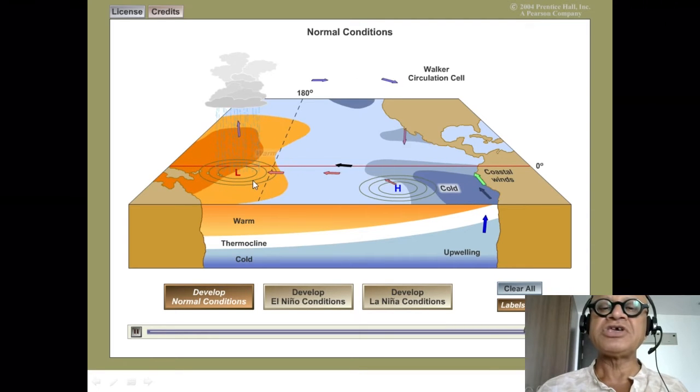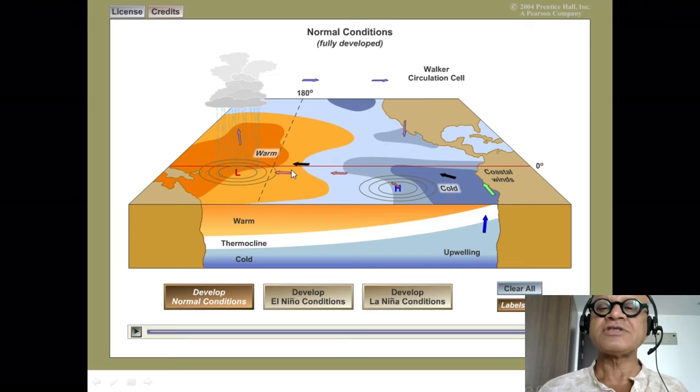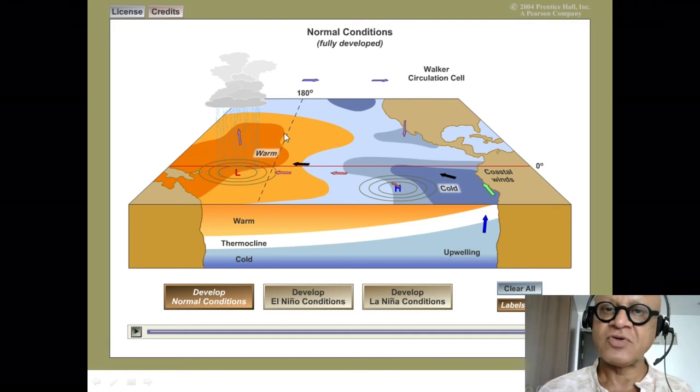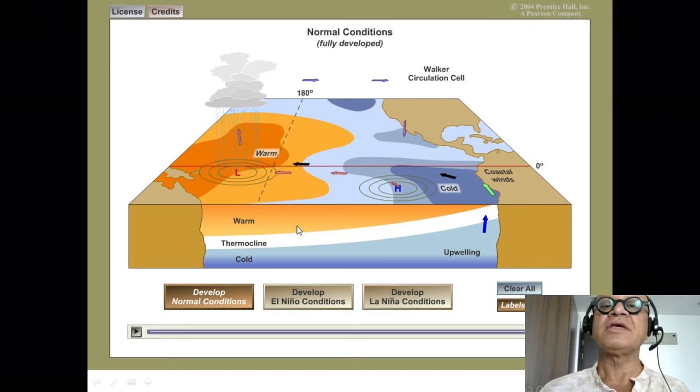So that air is sinking. So you have now established the Walker cell. You have established the cold tongue and the shallower thermocline and the warm pool, and the entire cycle is complete of going into normal conditions. Okay, you can watch the video again. I'm not going to play it again, but this is how the normal condition gets established.